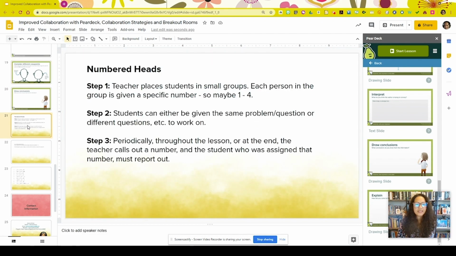Okay, and then the last one is numbered heads. So numbered heads takes a lot of maneuvering. I don't know how to explain this one.